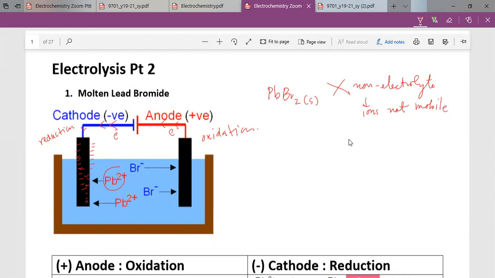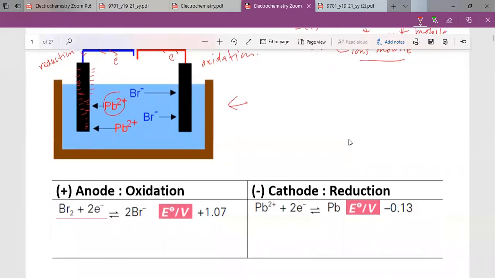But if it's liquid, which means molten, then the ions are mobile. They can move. Therefore, they can conduct electricity. That means they can run this whole process called electrolysis. So what is given out? In this case, very simple. You have only 2 ions, Pb2 plus and Br minus.